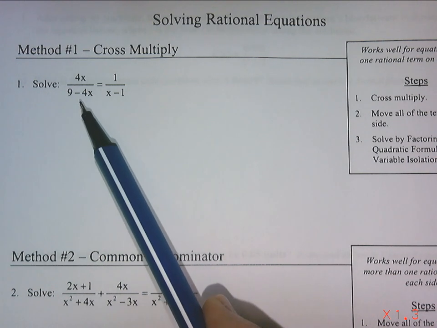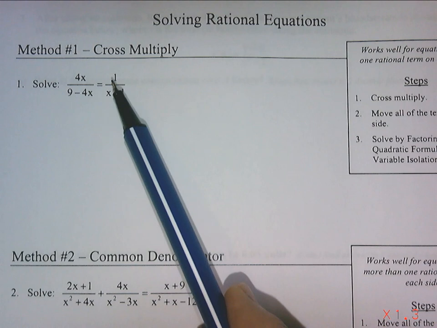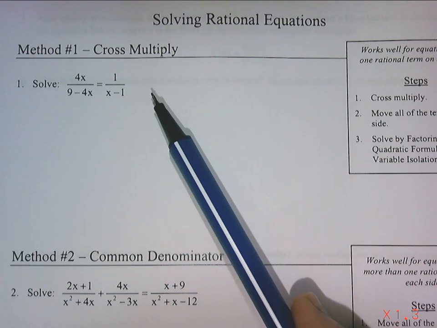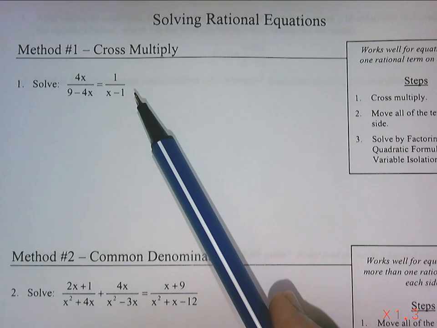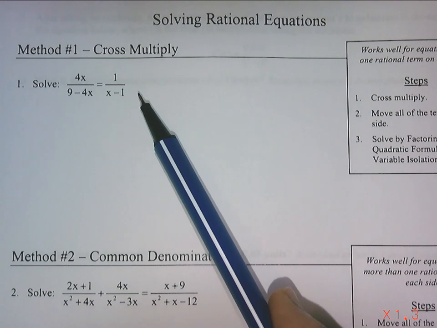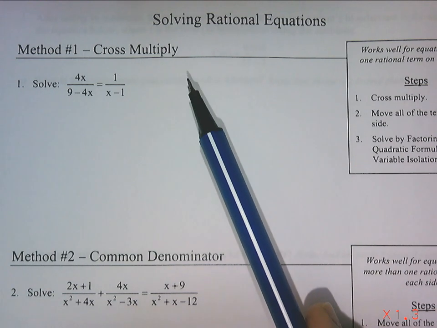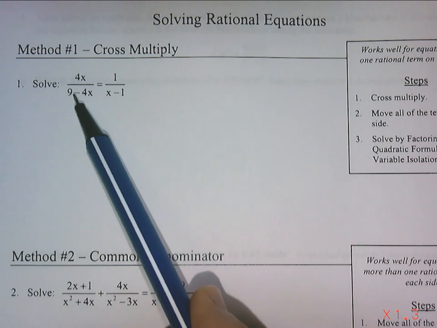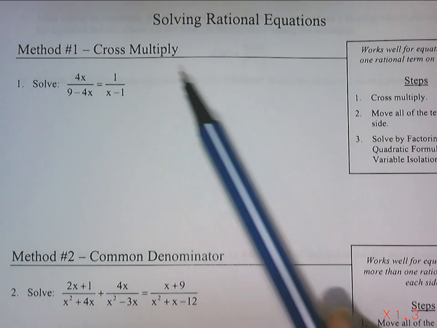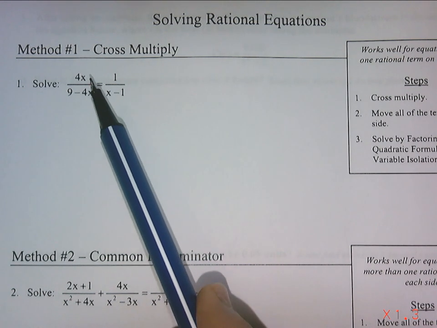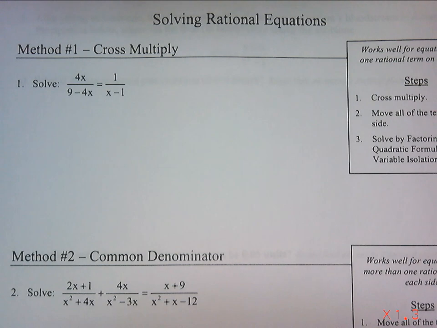Solve 4x over 9 minus 4x equals 1 over x minus 1. Our goal is to solve for x. Now, ideally, I would like this to be a polynomial equation because that's something I know how to do. To turn this into a polynomial equation, we can do something called cross multiplying, where we take something that we're dividing by and use the opposite operation and multiply it to the other side. We're going to do that for both denominators.